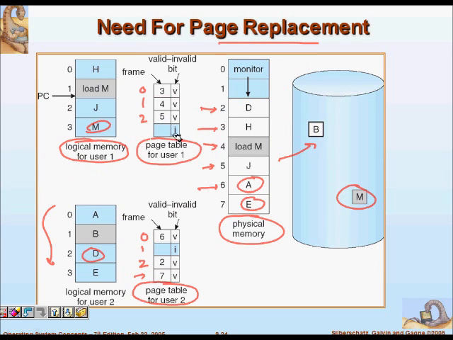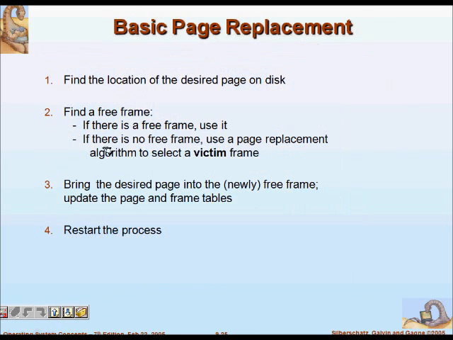If I somehow need now to access, let's say, B, then I have to bring it back here. Okay, either I can use the free frame, and if free frame is not there, so let's say H was not being used, so I will put it into the secondary memory, bring B back. So basic page replacement algorithm.